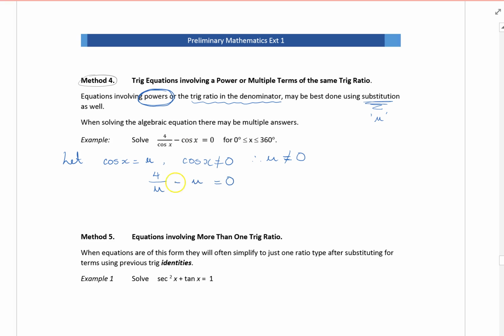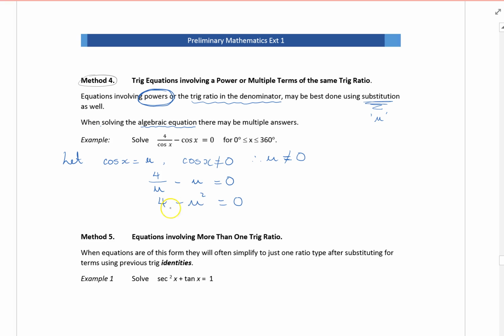Now, hopefully you would look at that and say, well, if this was just an algebraic equation, I would remove the U from the denominator by multiplying throughout by U. So multiply that first term by U and you get 4 minus U squared. Multiply anything by 0 and you keep 0. Now, as the notes say here, you've created an algebraic equation that we're able to solve, and yes, because it's a quadratic, there will be multiple answers. So 4 minus U squared is equal to 0.